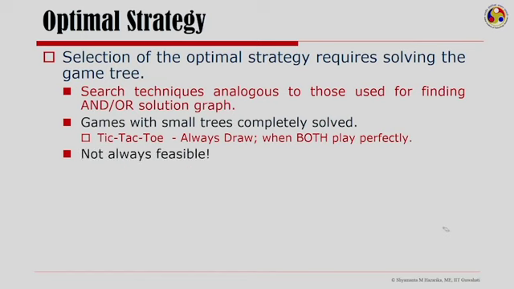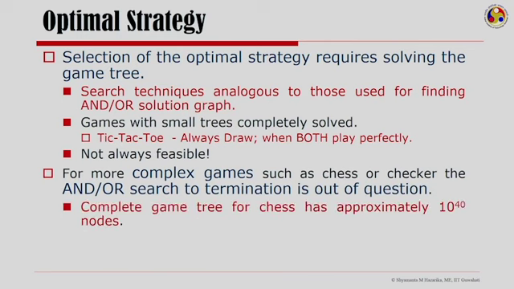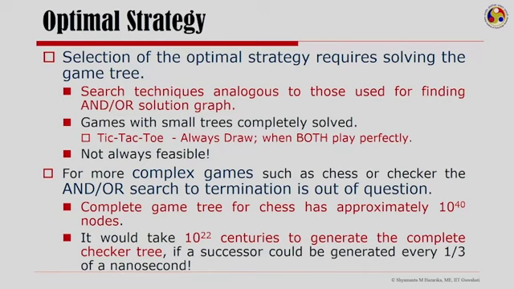But for complex games like chess, checkers, it's not feasible to have the complete game tree. For more complex games, AND/OR search to termination is therefore out of the question. Complete game trees, as we have seen for a game like chess, involve 10 to the power 40 nodes. Therefore, there must be some other trick that I need to apply to get to an optimal strategy for finding out a winning move.